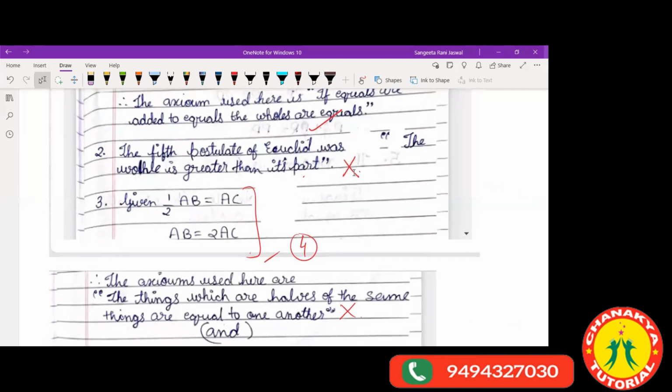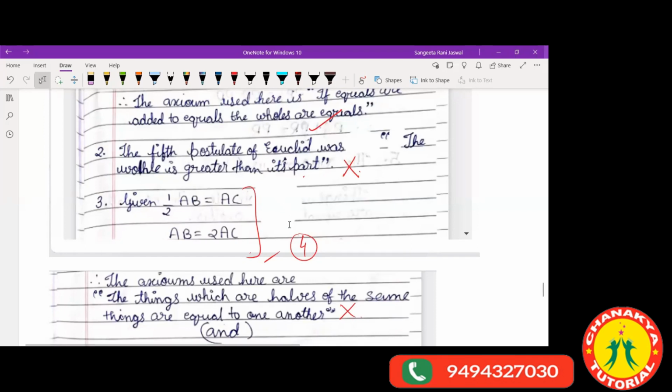Many of you have just written the statement correctly, but the figure is not made. But I have not deducted any marks there. But if in exams you are asked to write the fifth postulate, then along with the statement you have to make the figure also. Okay, ma'am.